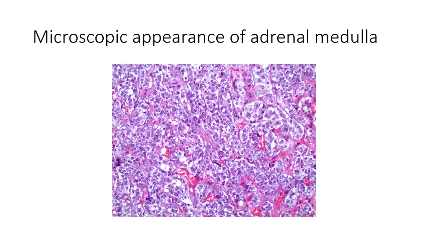It is a high power magnification of the adrenal medulla. You can see that the cells are polyhedral or rounded in shape, and what is the arrangement? They are present in the form of anastomosing cords, and in between them the red areas or red dots that you are seeing are because of the presence of blood in the sinusoidal capillaries which are present in between them.